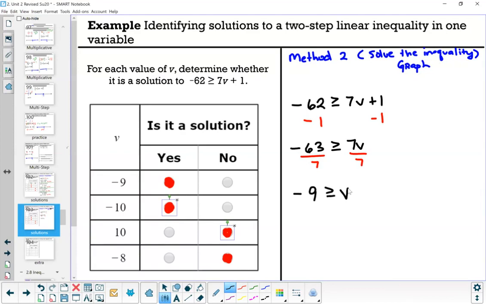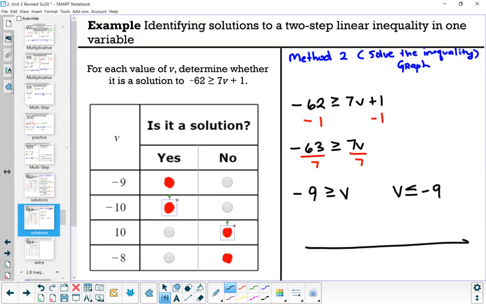Now I want to flip that, because I want my variable on my left and my constant on my right, because that's just easier for me to understand. So I'm going to write v is less than or equal to negative 9. These are equivalent statements. It's just written with the variable on the left. Okay, so v is less than or equal to negative 9.